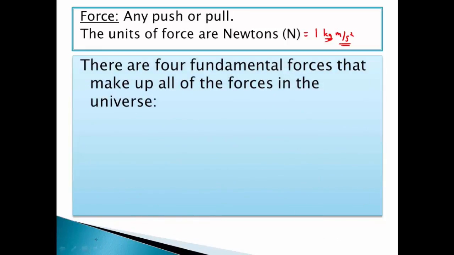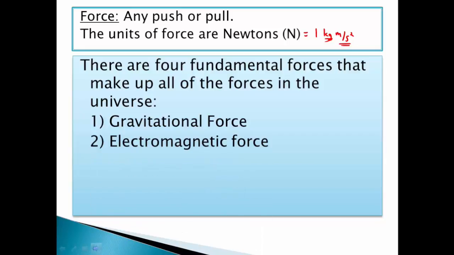Now, in the universe, there are really four fundamental forces that make up our entire collection of forces. First one, and this is the one we're going to deal with this year, is this idea of gravitational force. It's the concept of why are we here on the ground feeling the weight that we feel, and why are we able to walk, and all these ideas. All of this comes down to gravitational force.